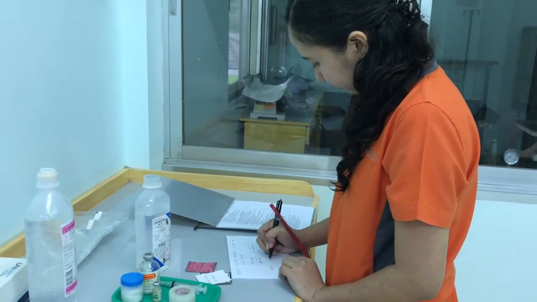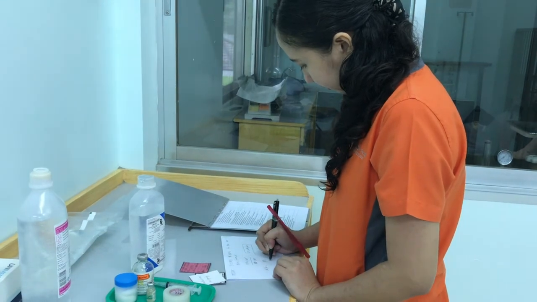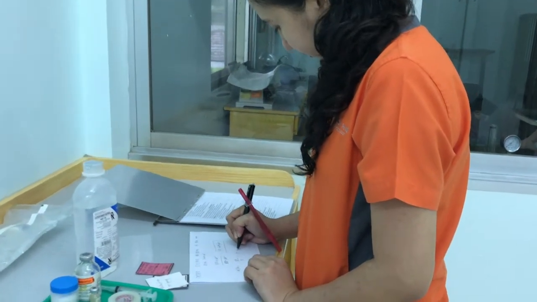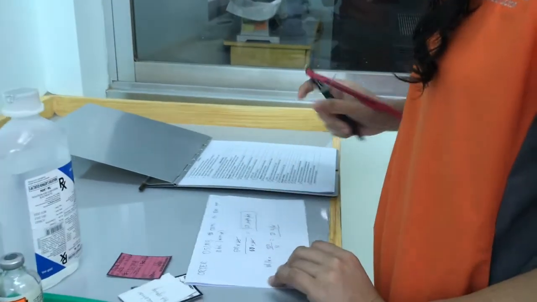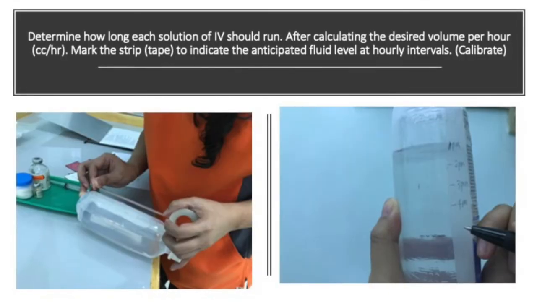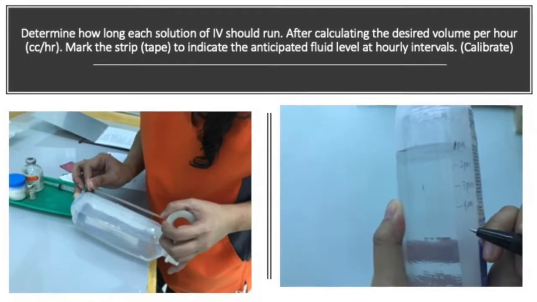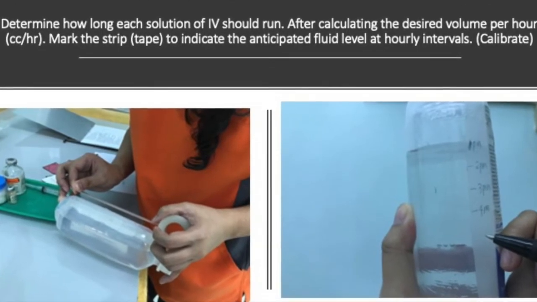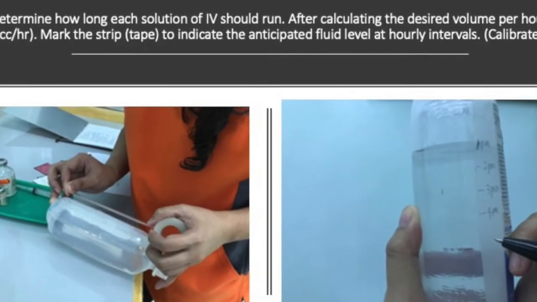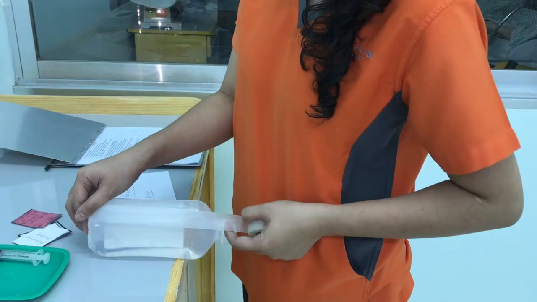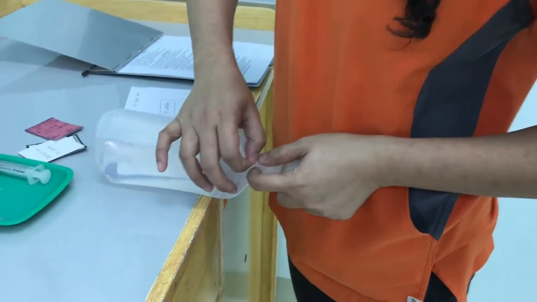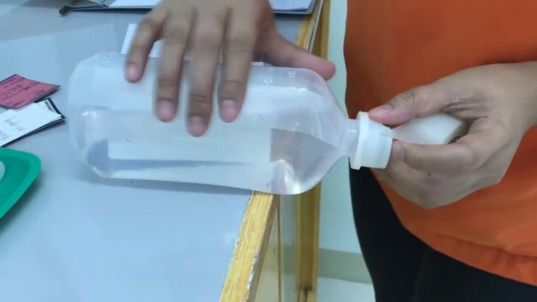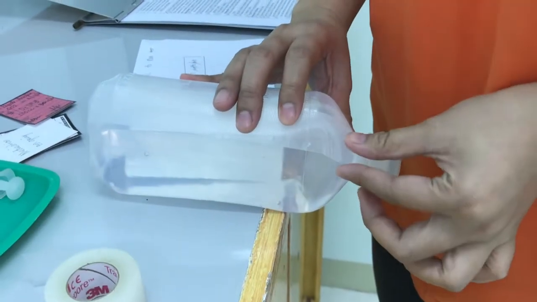Determine how long each solution of IV should run. After calculating the desired volume per hour, mark the strip or tape to indicate the anticipated fluid level at hourly intervals. In short, you will calibrate. It provides even infusion of fluid over prescribed hourly rate. Using a strip or tape provides a visual scale to assess progress of hourly infusion.